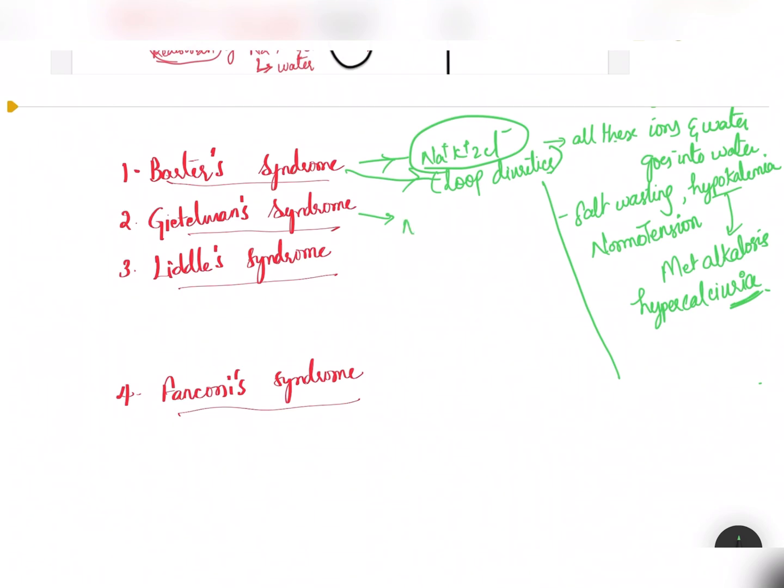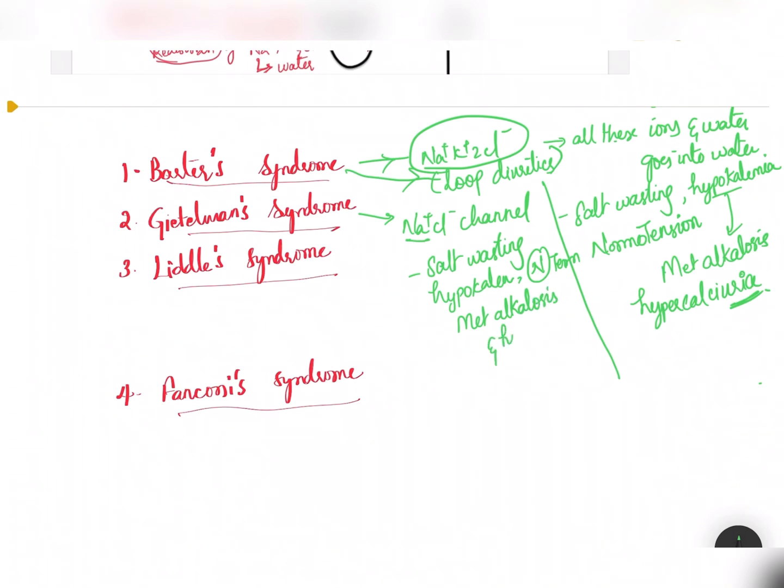Then Gitelman syndrome. What is the channel which is blocked in Gitelman syndrome? It is the sodium chloride channel. Sodium is lost in the urine. Along with it, it drags a lot of water into the urine. So all the symptoms are similar. I'll tell the differences also. First, let me tell the similar symptoms. Salt wasting is also here. Hypokalemia is here. Normotension is here. Metabolic alkalosis and hypokalemia we have already discussed.